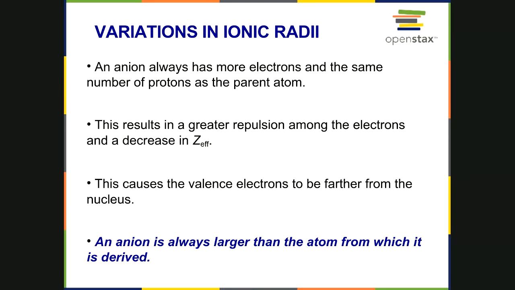Now the opposite happens for anions. Okay, when I add electrons to the atom, there's more interference because the electrons are negatively charged, and they tend to repel each other. So that greater repulsion causes the size of the atom to get bigger. So as a result, anions, negative ions, are always going to be larger because when I add the electrons, I increase the repulsion and the atomic size gets bigger.